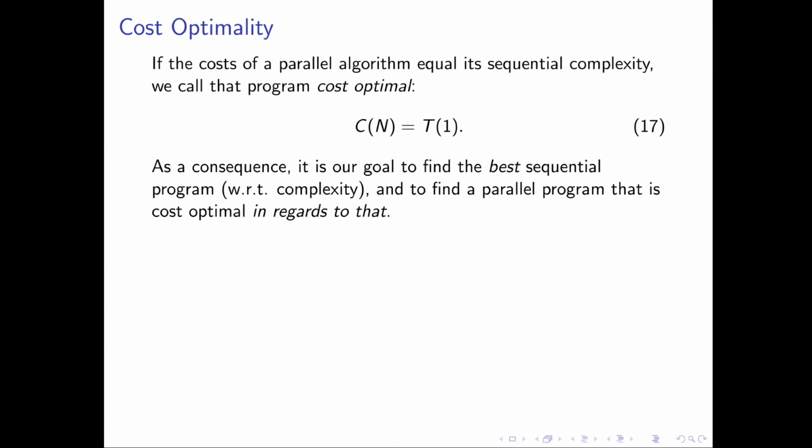And when the costs are equal to the sequential complexity of the best known sequential program, then we say that our parallel algorithm or our parallel program is cost optimal. Cost optimality is an important measure because this is what we actually strive for. When we design a parallel algorithm or a parallel program, the approach is we pick out the fastest sequential algorithm that we know, and then we try to find a parallel algorithm that has the same cost as the sequential complexity of the sequential algorithm.